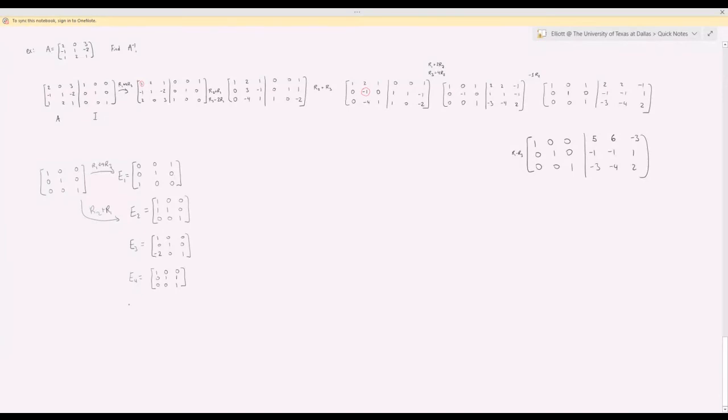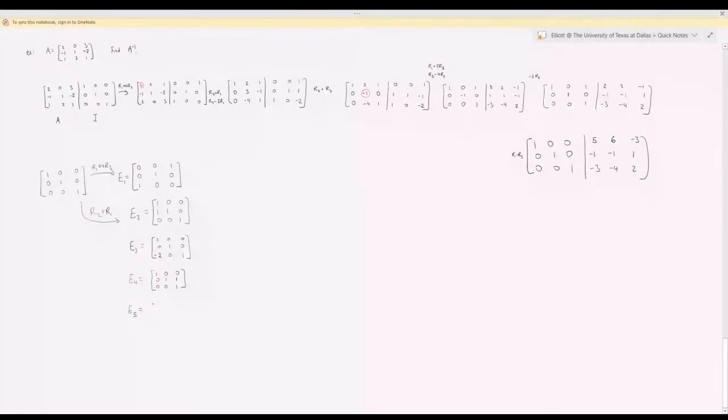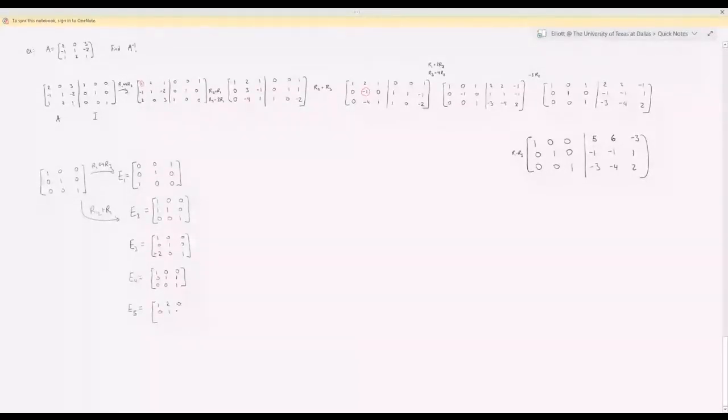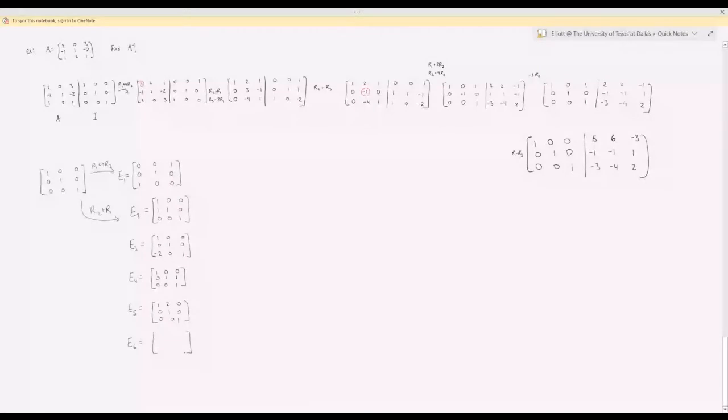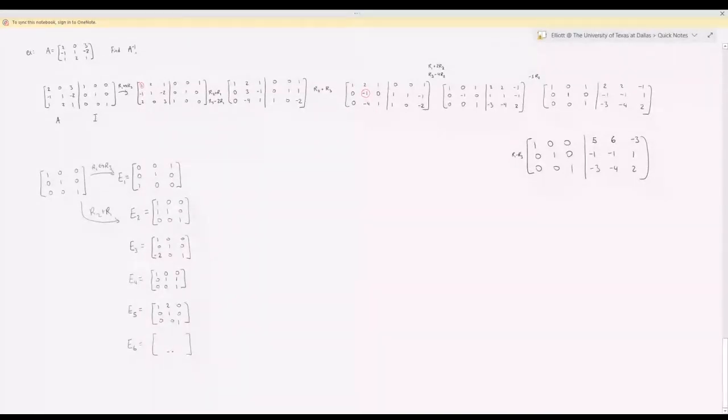So again, I'm just writing out the elementary matrices corresponding to each of the row operations. So row 1 plus 2 row 2 will give me a 2 in the 1, 2 position. So 1, 2 is here. I'm going to put a 2 there. Row 3 minus 4 row 2, that's going to put a negative 4 in the 3, 2 position.